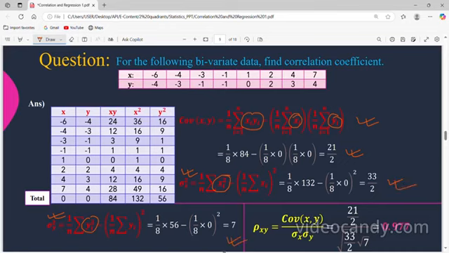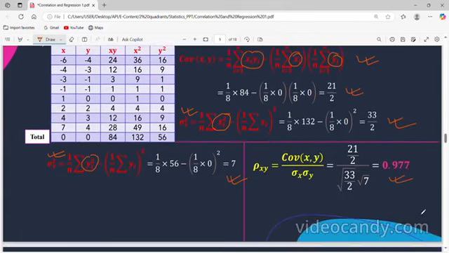Okay, so ultimately our formula is rho of xy equal to covariance of xy divided by sigma x sigma y. So this is 21 by 2 divided by root over of 33 by 2 into root over of 7. Just see here, we found sigma x square and sigma y square. So according to our formula we need sigma x sigma y. That's why root over of 33 by 2 and root over of 7, and this is 0.977. So this way we can find out correlation coefficient.